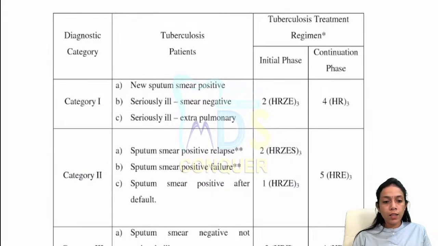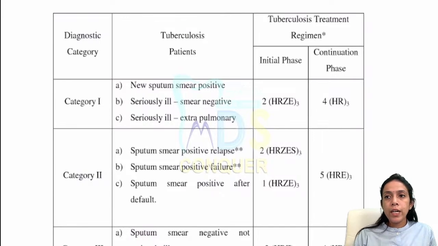So I just want to ask everyone, where does category 1 fall in? I mean, the color code of the category 1 DOTS regimen. So we know that this DOTS regimen is being given for tuberculosis patients. So category 1 is what? I mean, the color coding for category 1. Can anyone tell?